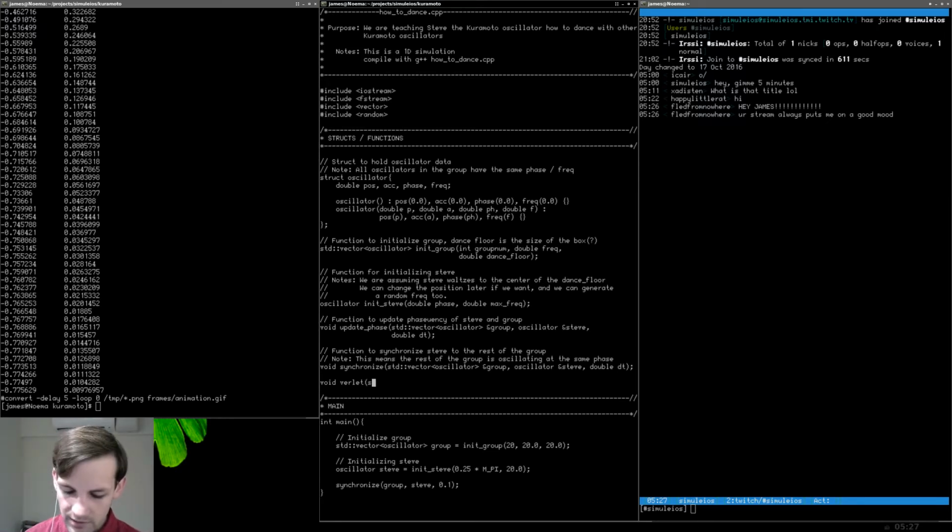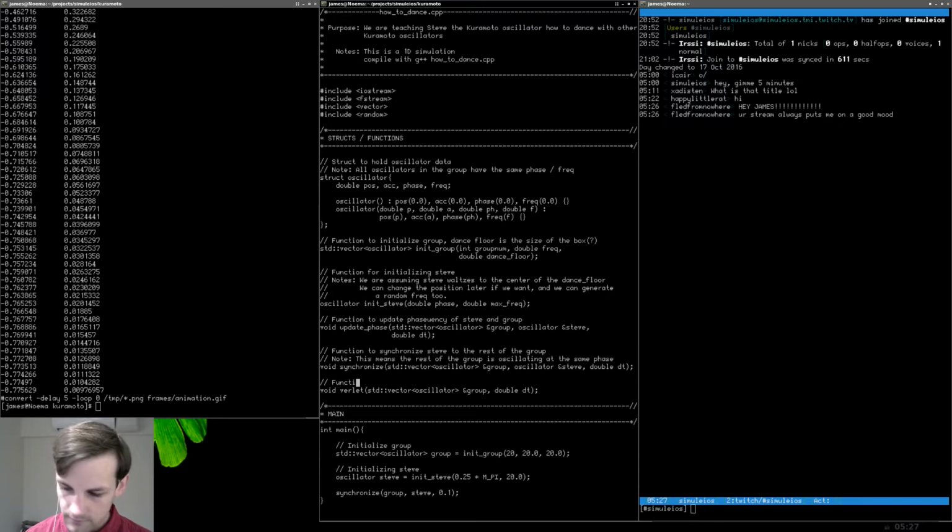So what we need to put in here then is std vector of oscillators. And this is just going to be group. And they will be changing their, I guess, position every time step, which is the other thing we need to read in, double DT. Okay, looks good to me. So I guess we'll just go ahead and put this in there. So then we're going to say function to calculate change in position.